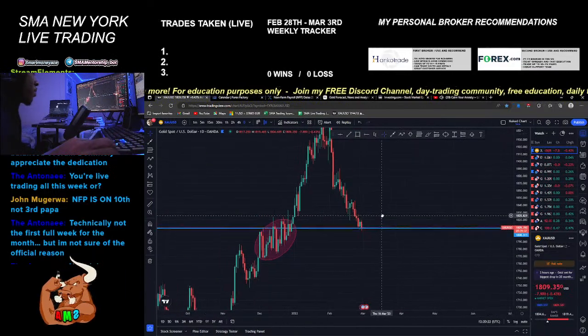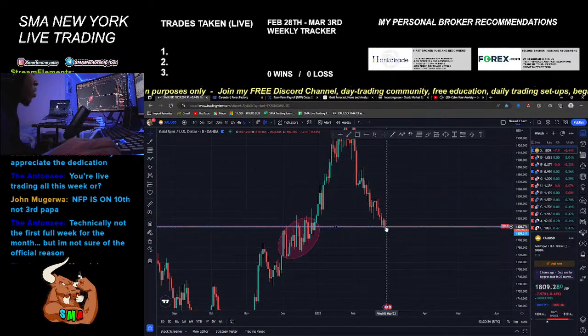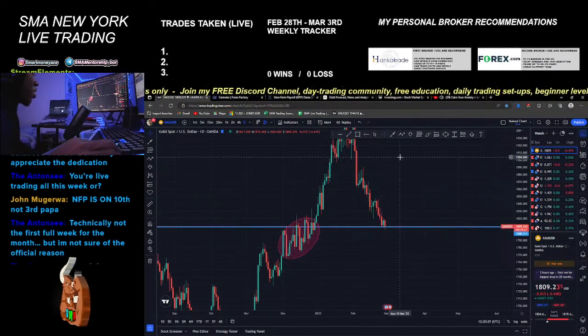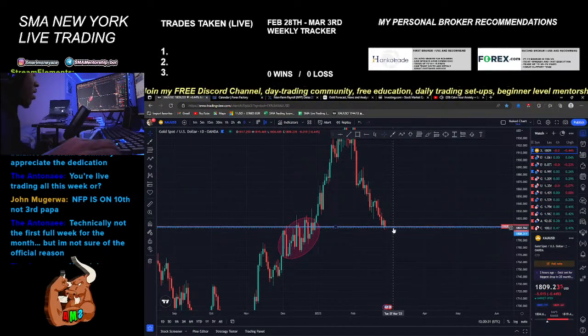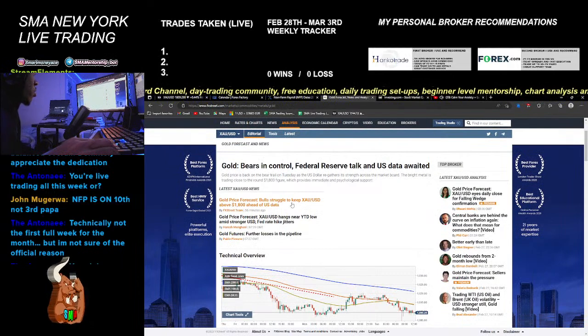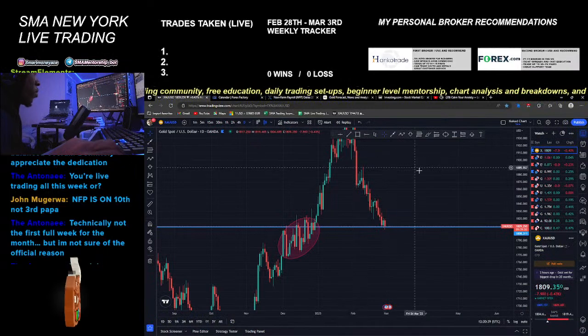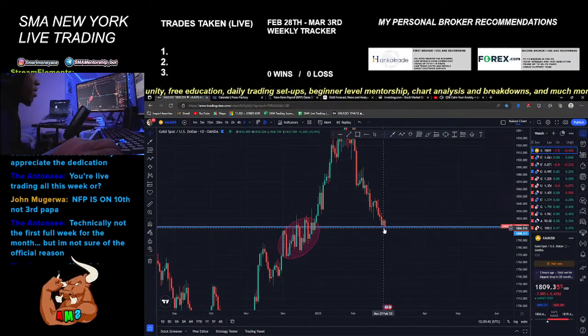So right now, it's basically saying that price is having a hard time trying to find some sort of structure to have a nice bullish push in the market. The bears are taking control, and like this announcement just stated, it's having a struggle to keep gold above 1800. So if we look at the chart, price is at 1808.